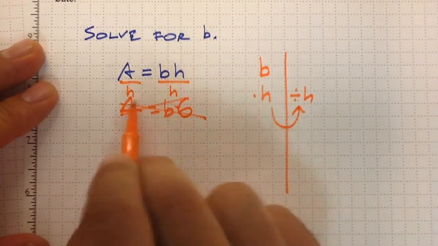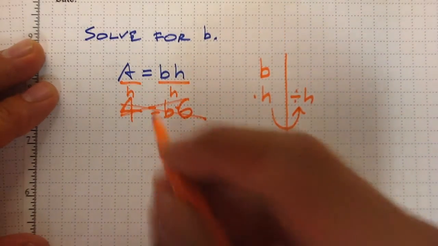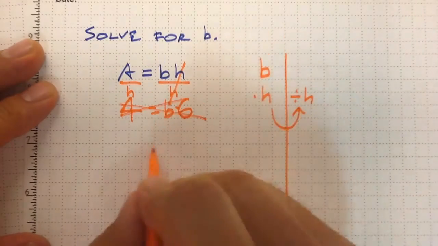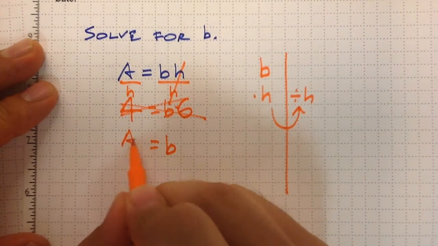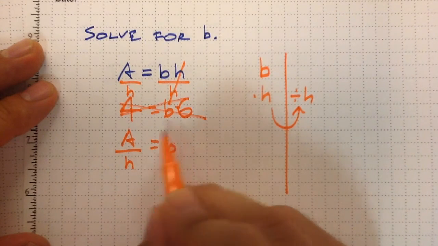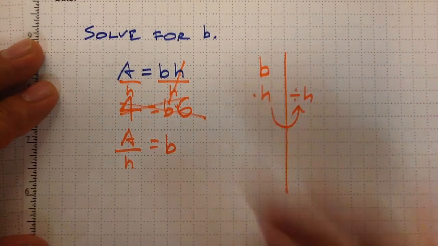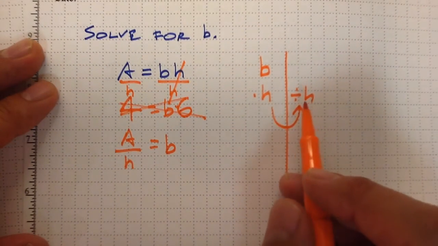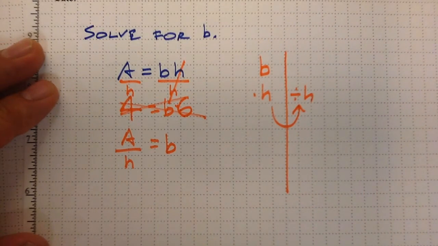Okay, but if the variables are confusing, like I said, plug in temporary numbers so it looks more like what we've done in the past. So these will cancel. I get B, and over here I get A divided by H. So it turns out that the base of any rectangle is just the area of the rectangle divided by its height. Okay, and it's all the same stuff that we've done with solving equations. It's just there's going to be a lot more variables as opposed to just numbers.